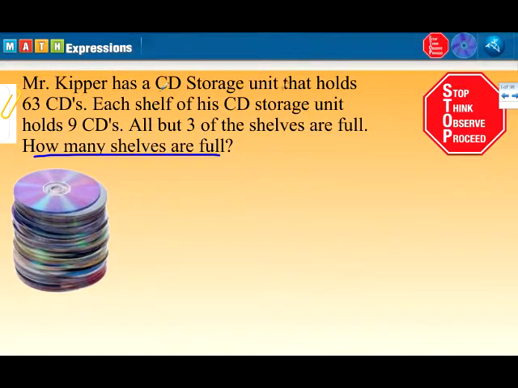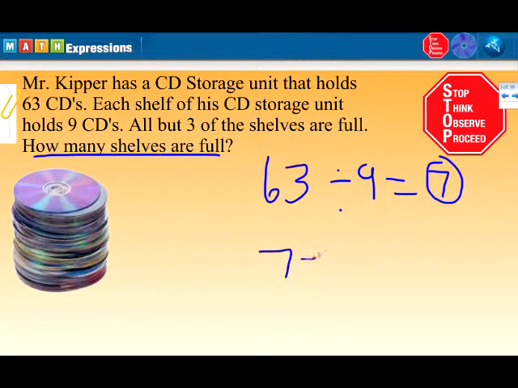First of all, Mr. Kipper has a CD storage that holds 63 CDs. Each shelf of his CD storage unit holds 9 CDs. So if we took 63 divided by 9, we would get 7, right? But all but 3 of the shelves are full. Take this 7 and we take 7 minus 3 equals, how many shelves are full? 4 shelves. 4 shelves are full.